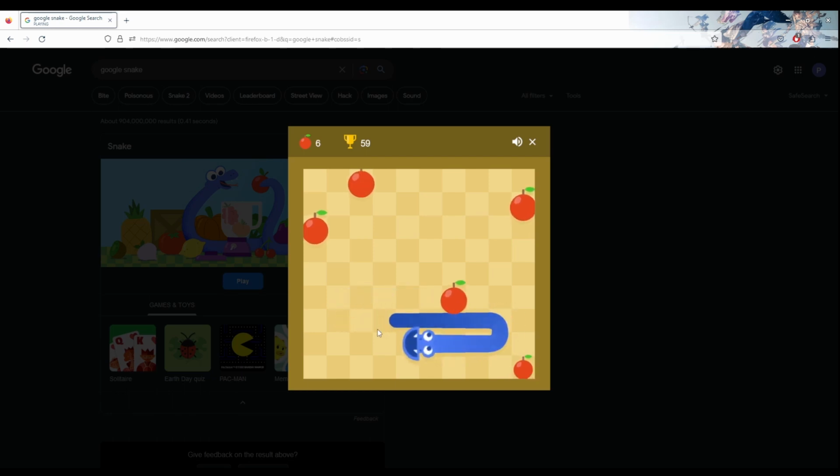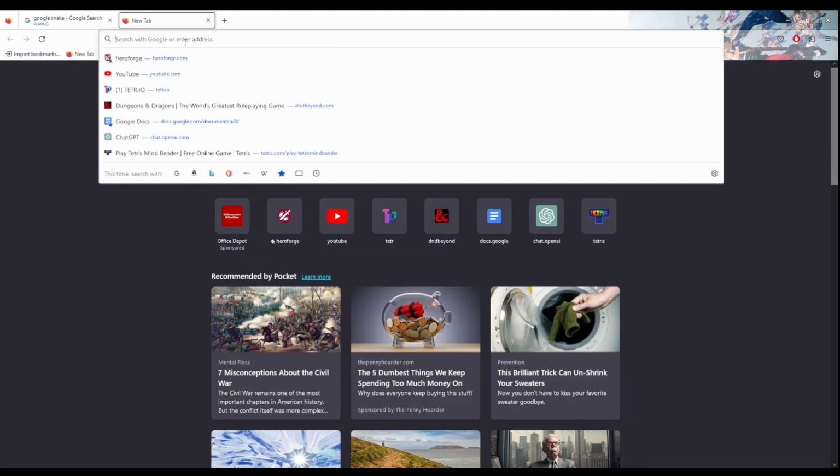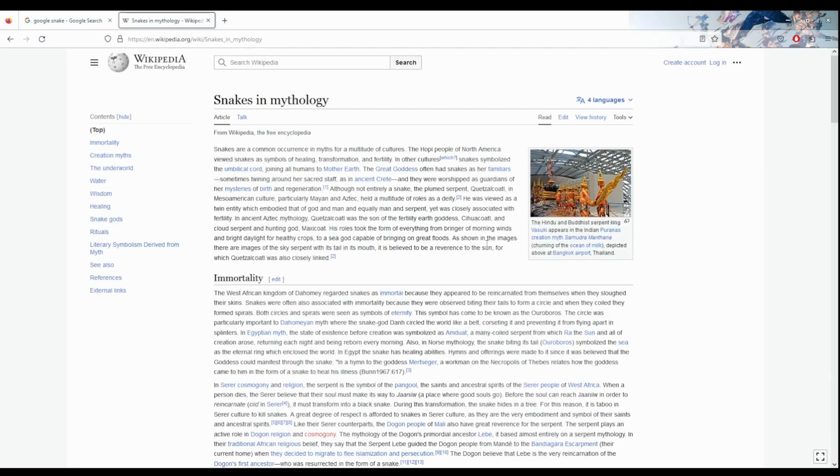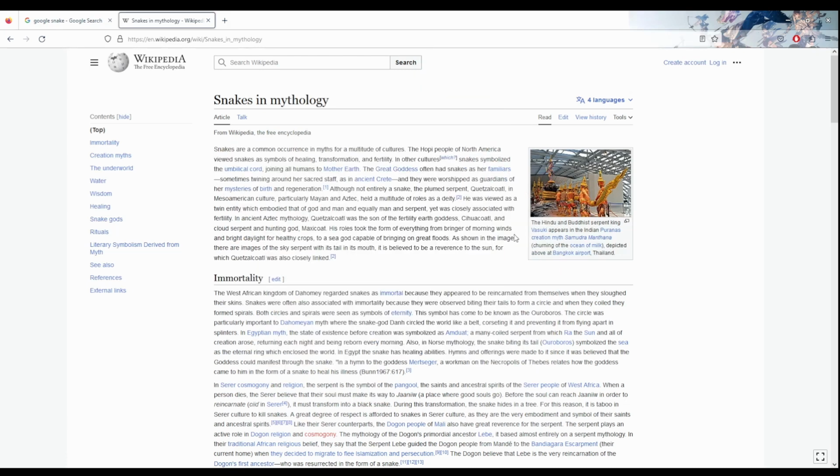Now, this snake also represents the many snakes in mythology. Snakes are symbolized as the umbilical cord, joining all humans to Mother Earth. And often the great goddess and her familiar have snakes in their representation. And we can't even forget about the plume snake, Quetzalcoatl, that was important in Mayan and Aztec mythology and culture. It had roles as a deity, but he was viewed as a twin entity that embodied God and man, and equally man with serpent.